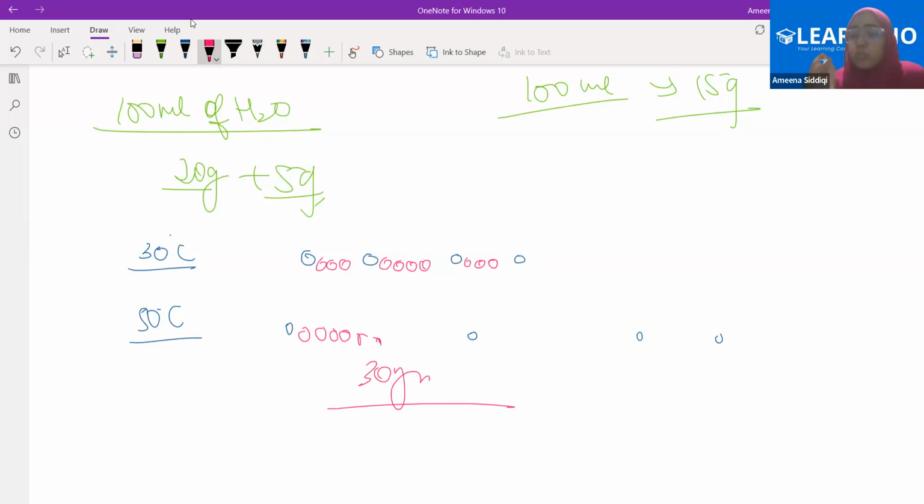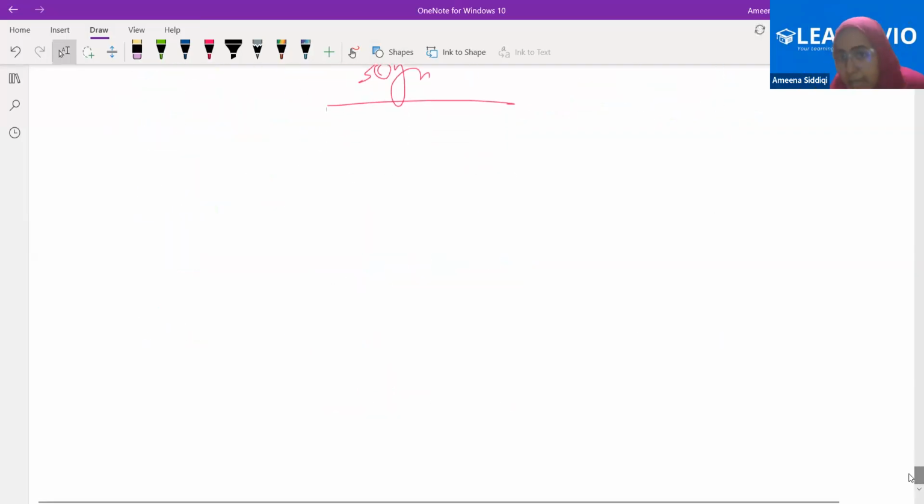So saturation of a liquid or of a solution is always measured at a particular temperature. Why? Because if the temperature increases, the saturation point can increase. If the temperature decreases, the saturation point can also decrease. I hope you are getting that. Any problem in this?